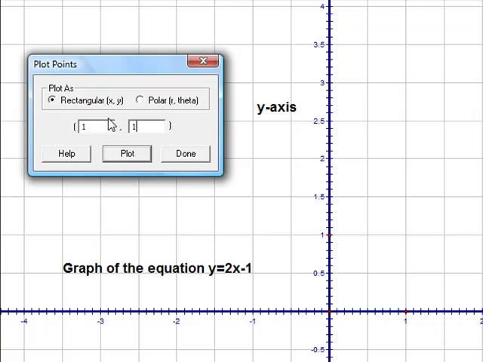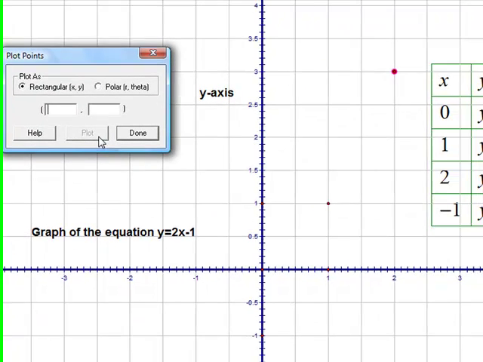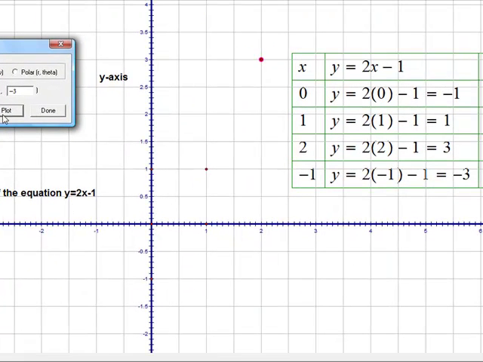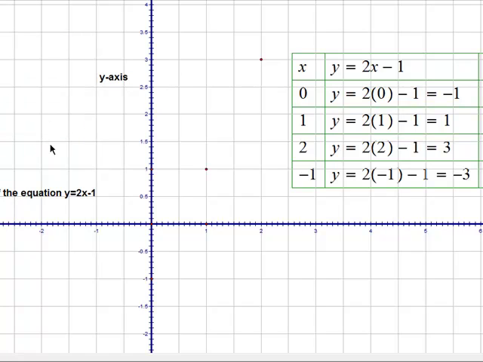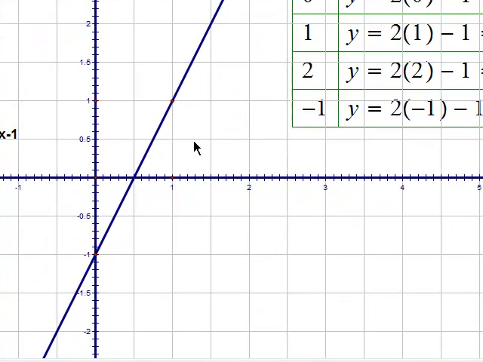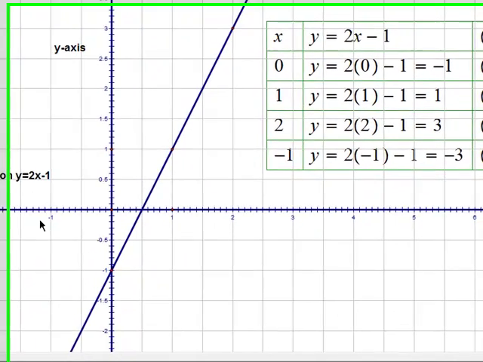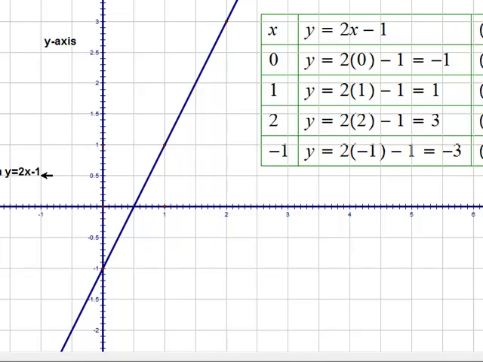Then we got (1, 1). It shows up right here. Then we got (2, 3). It shows up here. Then we got (-1, -3). We don't have a good enough window to see that, but I'll pull it up for you. Now when we are using our ruler, we can just connect any 2 points and get the entire line, and here we go. So this is the line that we wanted to graph, and this is the graph of this equation.